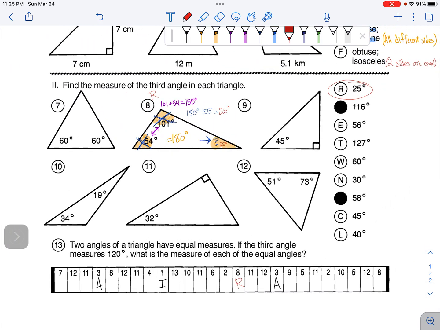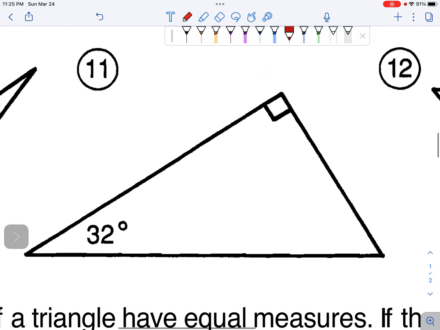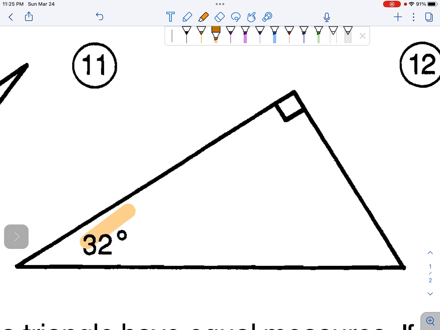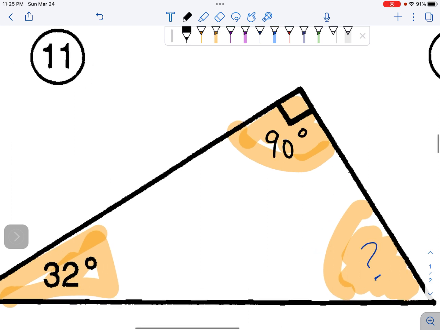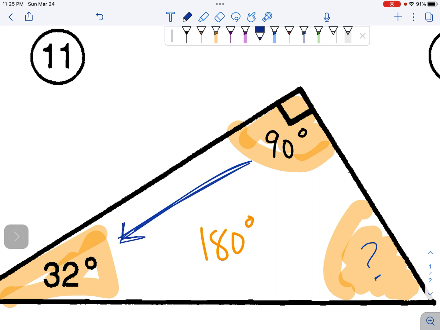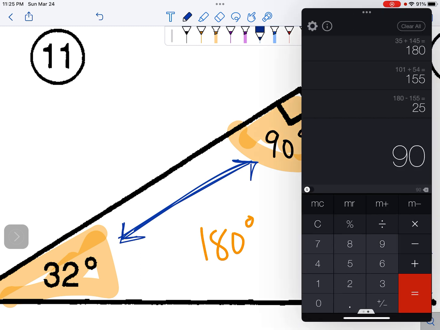We're almost done here. There's one more thing I wanted to look at. I think it's number 11 here. I see that there's an angle here that we know, 32 degrees. There's an angle here that we don't know, question mark, and there's an angle here that doesn't have a number, but it's got that symbol, so we know that it is 90 degrees. And altogether, 180 degrees. So we'll add up these two that we do know, 90 plus 32, 122 degrees.